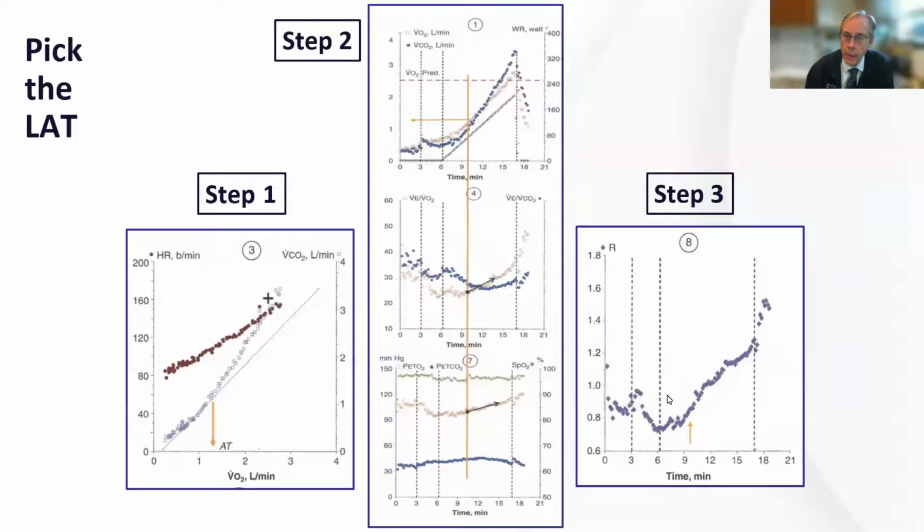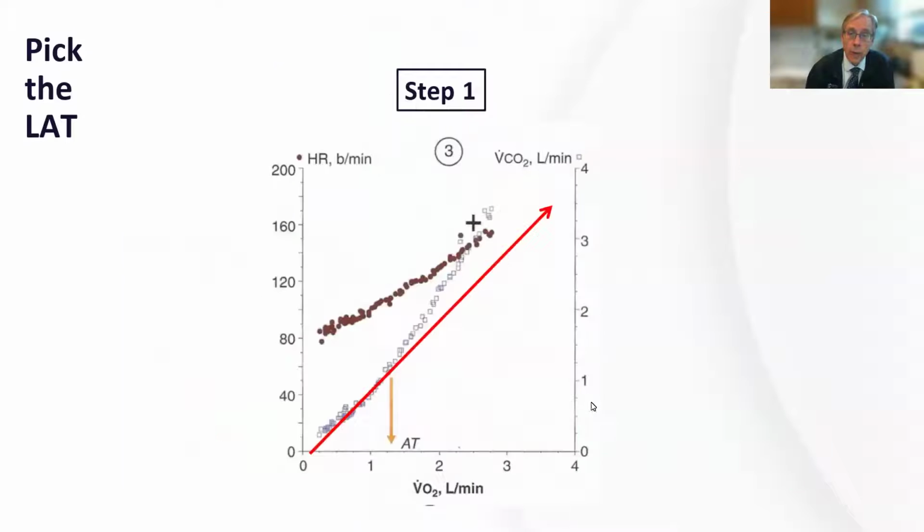And finally, step 3 is looking at the RER value. The RER value should be less than 1 at the time you pick the AT. If it's above 1, then you're past the AT. So I'm just going to show you that.